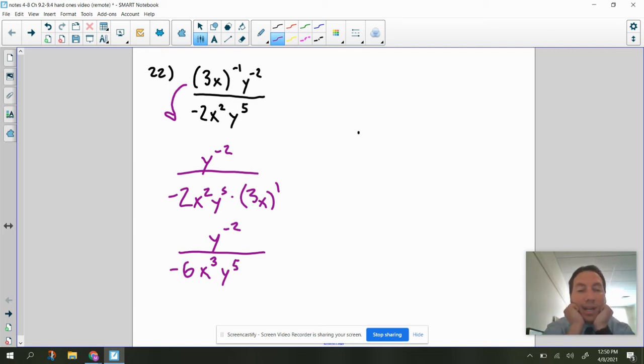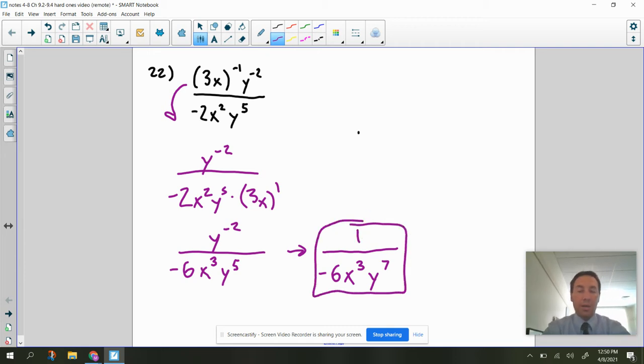So we're gaining on it now. I like my numbers, they're done. I like my x's, but we have to figure out the y's. If I have negative 2 on top and 5 on the bottom, there are more y's on top. How many more? Probably 7. So we're going to have negative 6, x to the third, y to the 7, and there is nothing on top, so we put our 1 as a placeholder, and we are done.